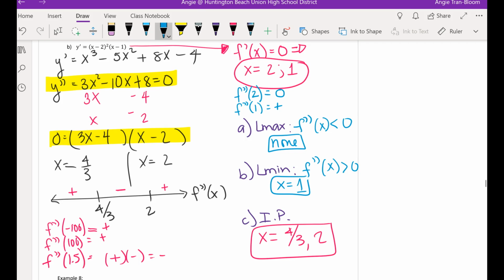It's already used as what? An IP. It's already used as an inflection point. Remember, the rule for second derivative is it's a local max only if the value is negative. Double derivative has to be positive for local min. If it's 0, I can't use it. In this case, as you can see, it's already used as an inflection point. Okay. Any questions there?